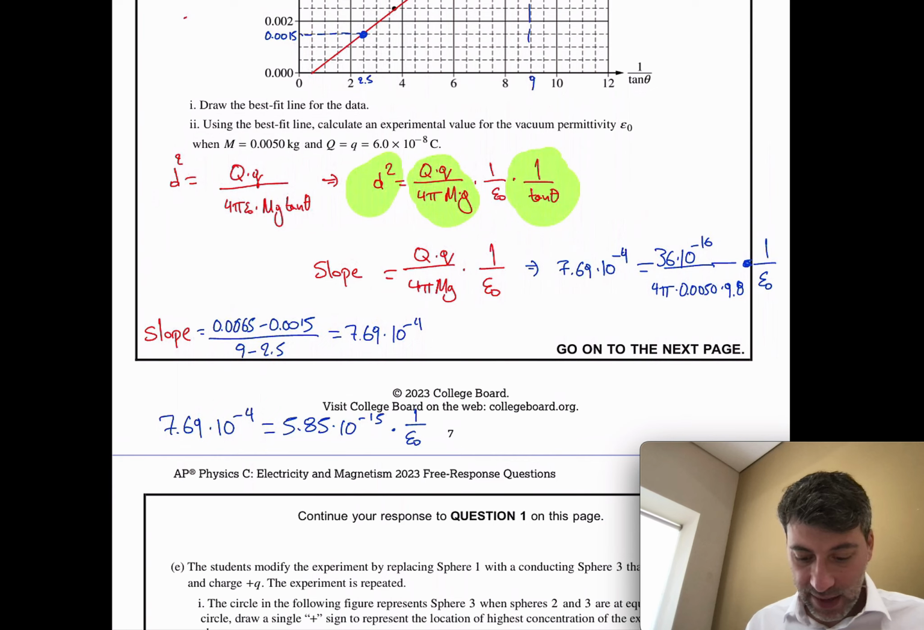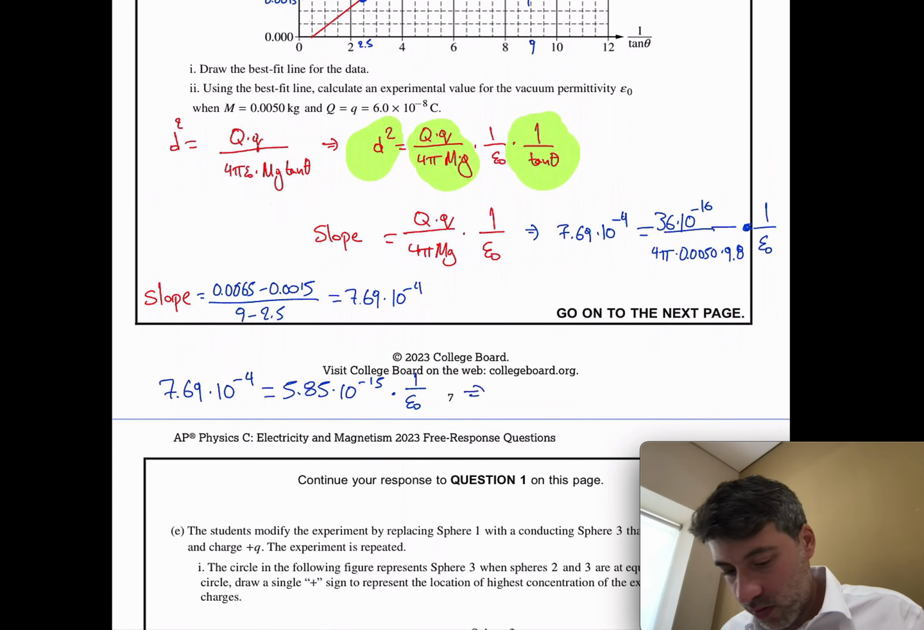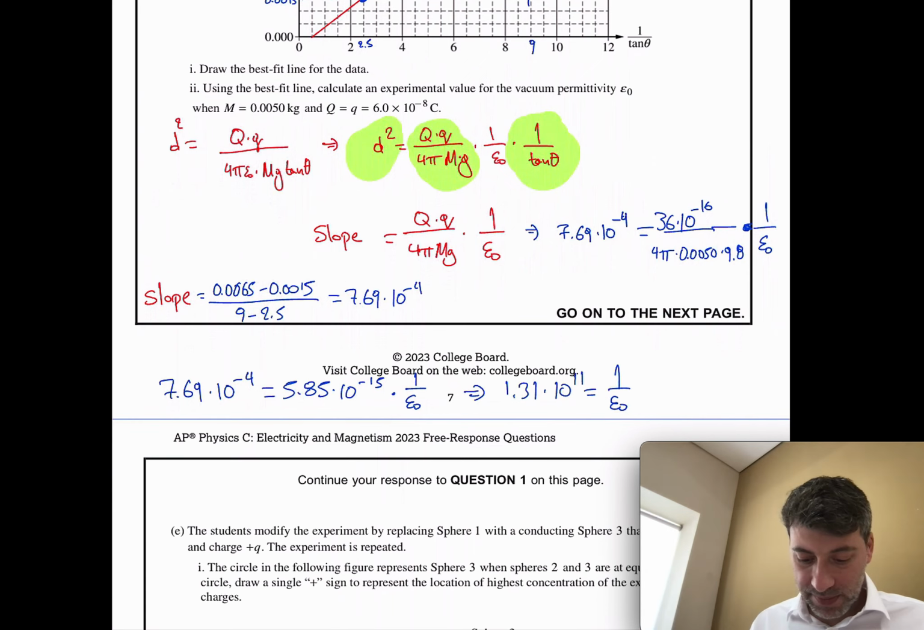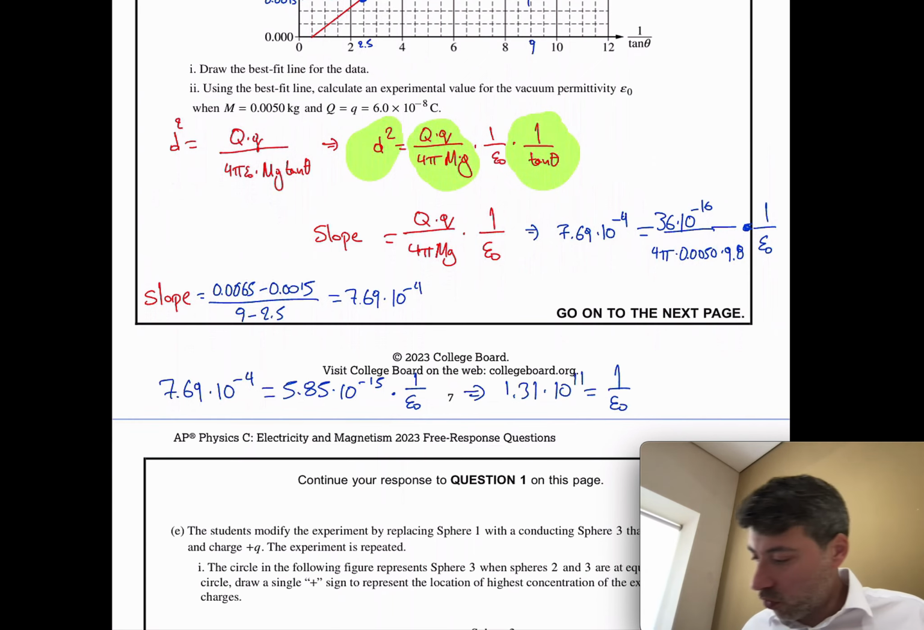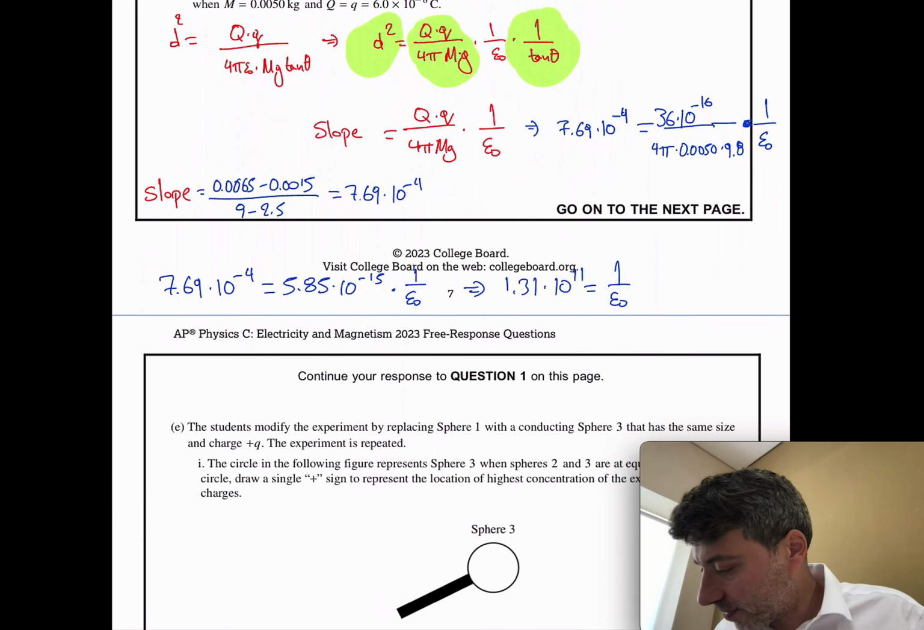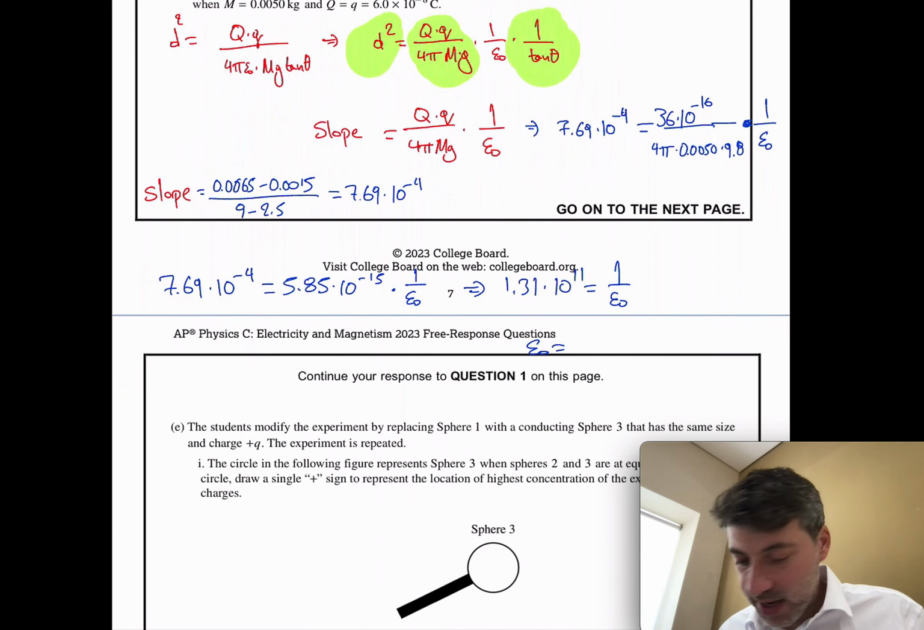7.69 times 10 to the power of negative 4, divide by the previous part, divide by the answer, so we bring 1.31 times 10 to the power of 11 is equal to 1 over epsilon 0, and then we flip, so we bring that the value of epsilon 0 is approximately 7.6 times 10 to the power of negative 12.